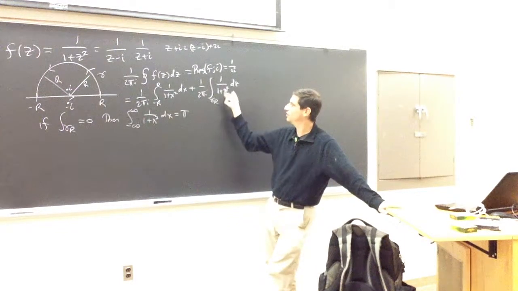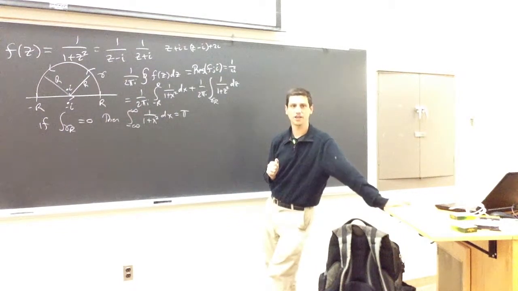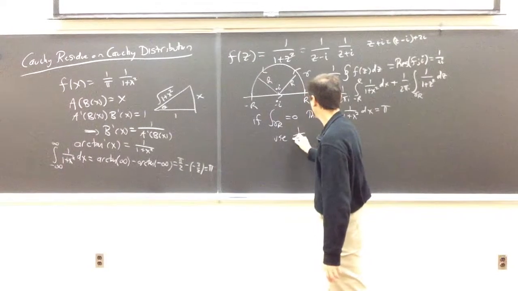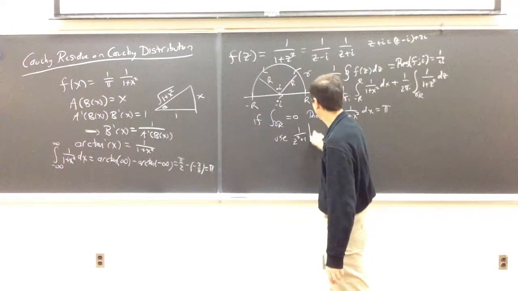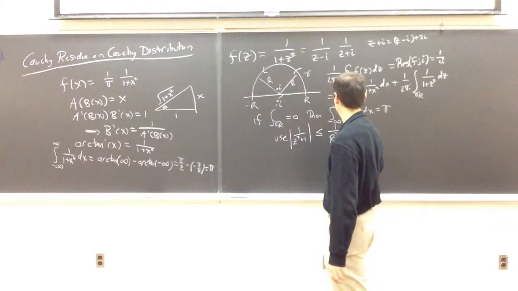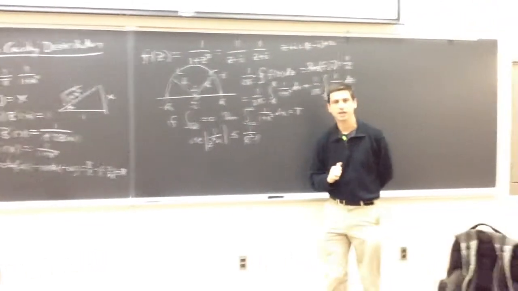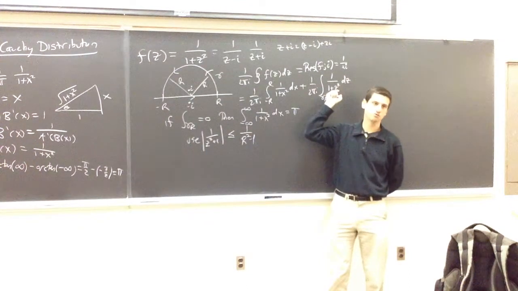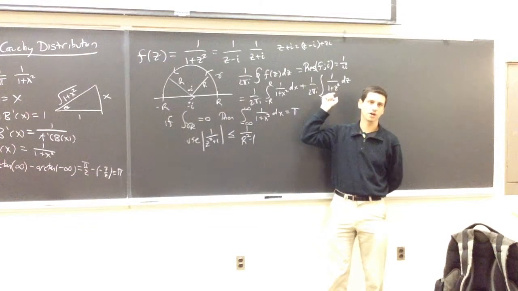Can you give me a bound that will always work for that? 1 over r squared minus 1. Excellent. So we can use that the absolute value of 1 over z squared plus 1 is less than or equal to 1 over r squared minus 1. And the reason this is true is the worst possible case is if z squared is real and equals a negative number. Is that case going to happen for us?